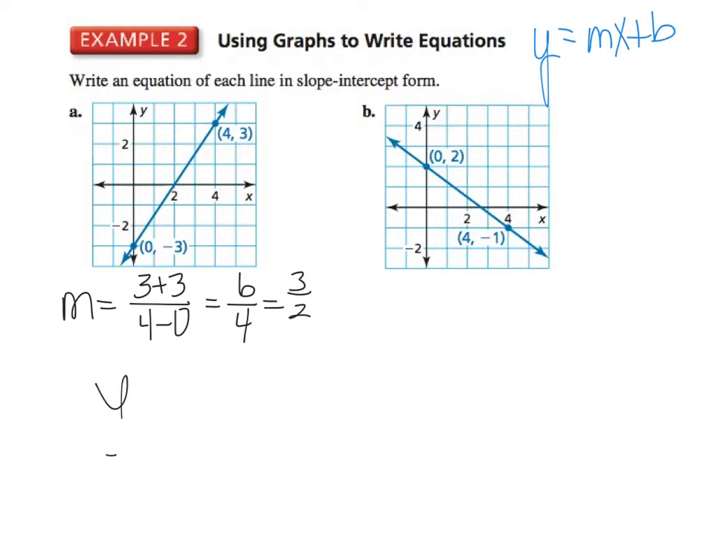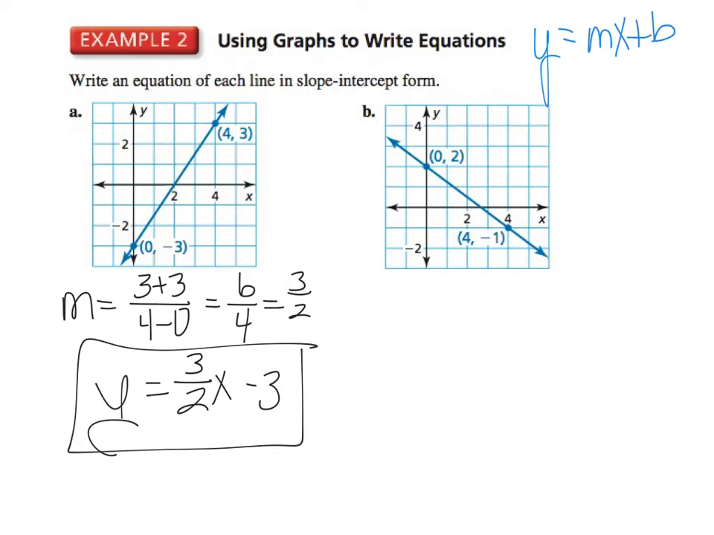So I start off with y equals 3/2 x, and now I need to find the y-intercept. Well, here the y-intercept is on the graph, so it's going to be minus 3. So my equation is y equals 3/2 x minus 3. So right now I want you to pause the video and do example B on your own.